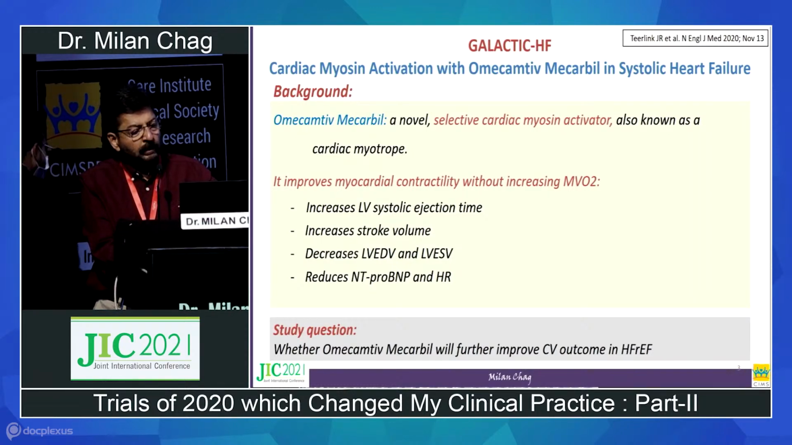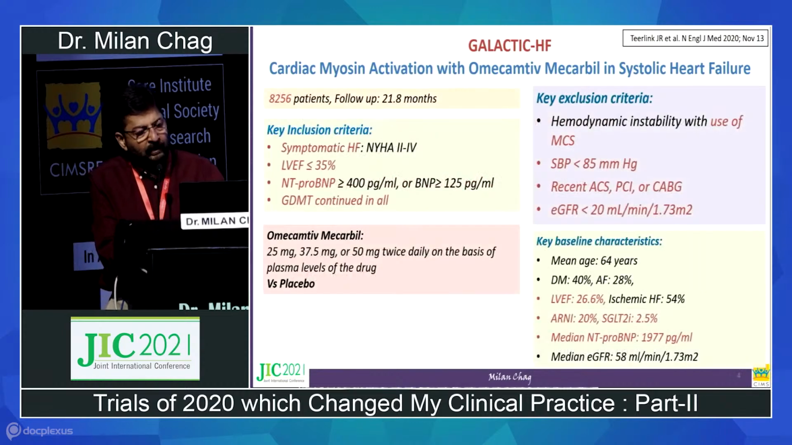It improves myocardial contractility without increasing myocardial oxygen consumption. So that is a good thing. It increases LV systolic ejection time, increases stroke volume, decreases LV end diastolic and end systolic volume, reduces NT-proBNP, reduces heart rate. So the study question was whether this molecule will further improve cardiovascular outcome in patients with heart failure with reduced ejection fraction when they are already on standard treatment: RAS blocker, beta blocker, and aldosterone antagonist, which is class 1 in recommendation.